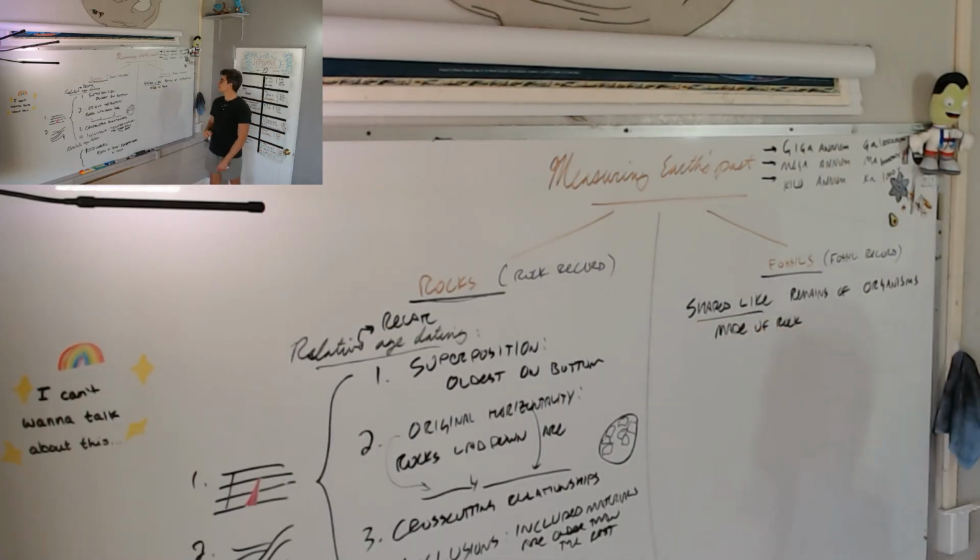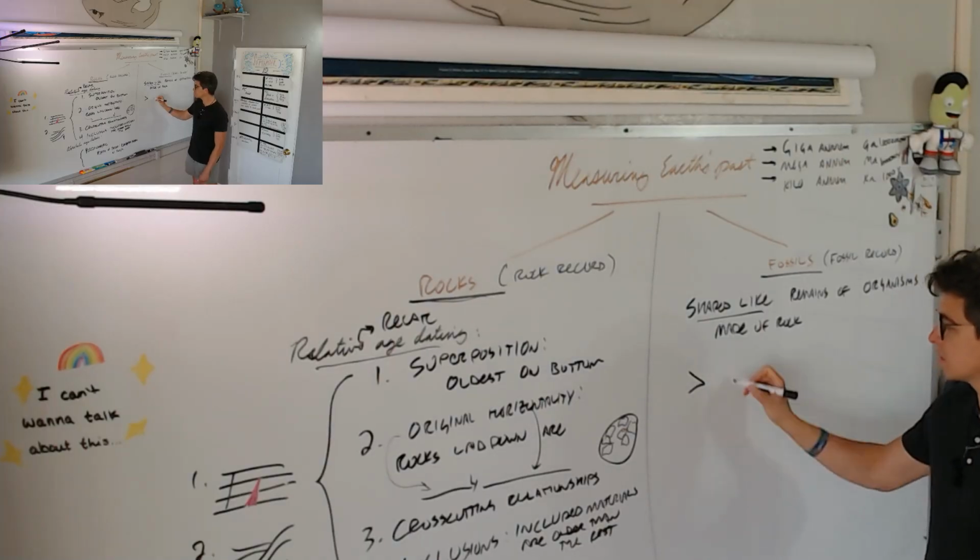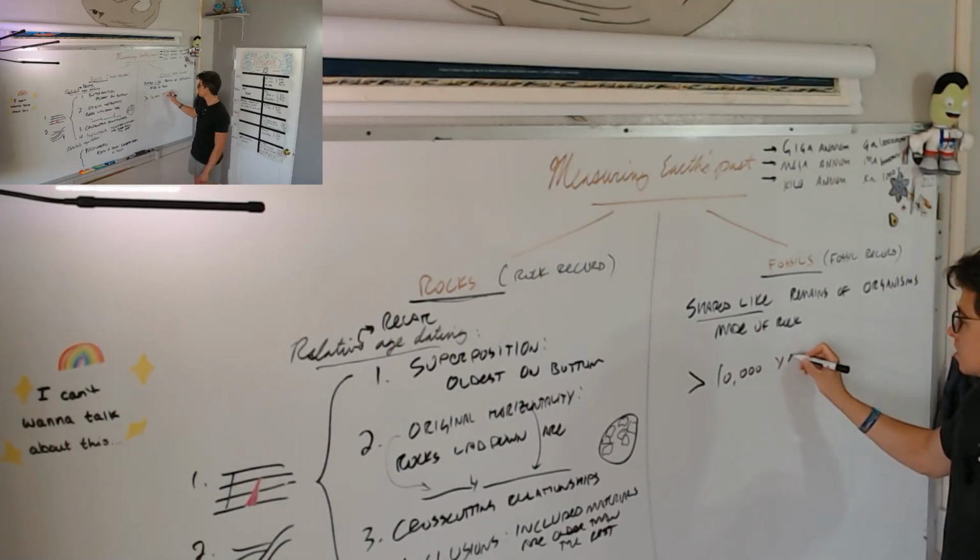I'm really glad you said shaped like remains of organism, because they are not always the remains of organisms. Again, there are exceptions. There are some fossils that actually are the remains of organisms. But one definition of fossil is that it must be greater than 10,000 years old.